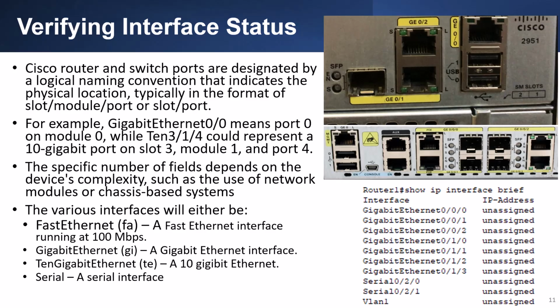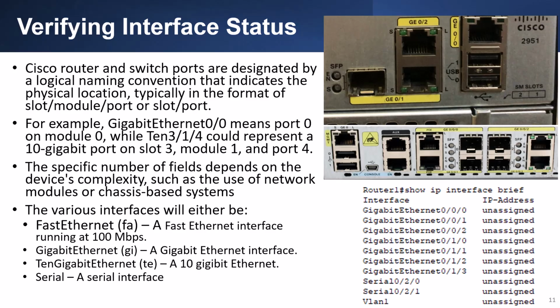Cisco router and switch ports are designated by a logical naming convention that indicates the physical location, typically in the format of slot/module/port or slot/port. For example, Gigabit Ethernet 0/0 means port 0 on module 0, while 10 gigabit Ethernet 3/1/4 would represent a 10 gigabit port on slot 3, module 1, and port 4. The specific number of fields depends on the device's complexity, such as the use of network modules or chassis-based systems.